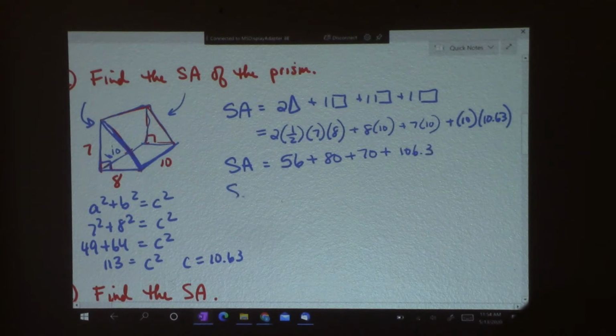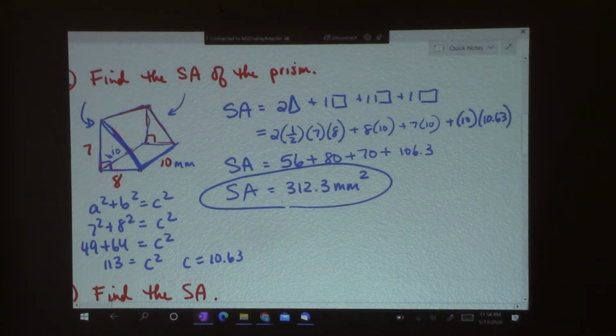106.3. All right, and if I add those all together, I get 312.3. And that was miles. Can't be. Let's just make it millimeters. Millimeters squared. Okay? Because it's surface area. Okay. 3 down, like 4 to go.